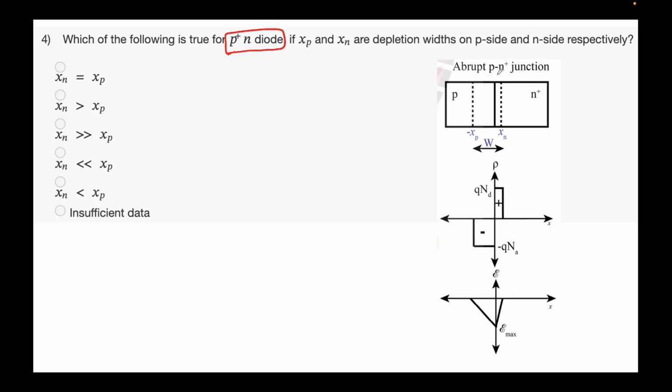Okay, as we saw, if N plus is highly doped, you see the charge value is very high here, right? This y-axis is very high as compared to the y-axis here. It's not looking right, so let me draw it like this.